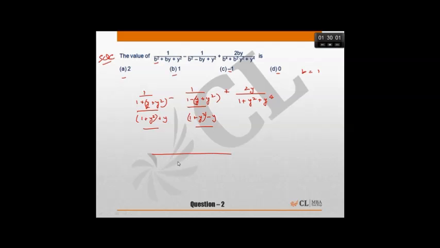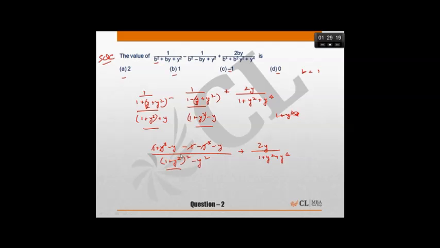So effectively these two will become a square minus b square. A square minus b square is 1 plus y square, a square minus b square, and here I will get 1 plus y square minus y, and minus this one, 1 minus y square minus y. So minus y square plus y square minus 1 plus 1, and plus 2y upon 1 plus y square plus y^4. Now what do we get here in the denominator? This denominator will be a square plus b square.